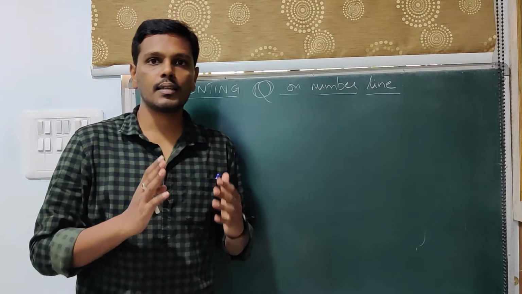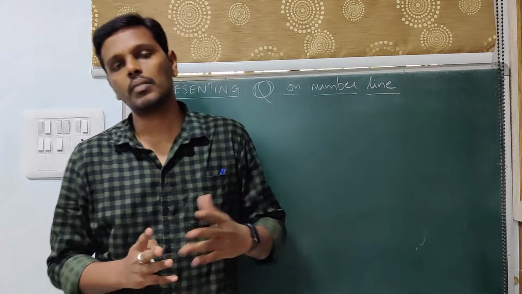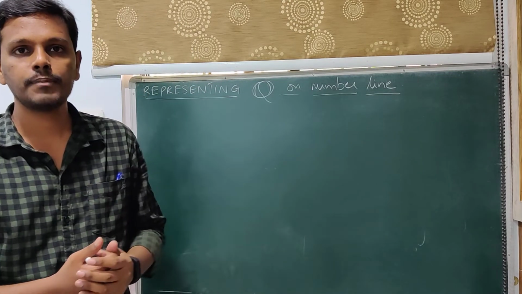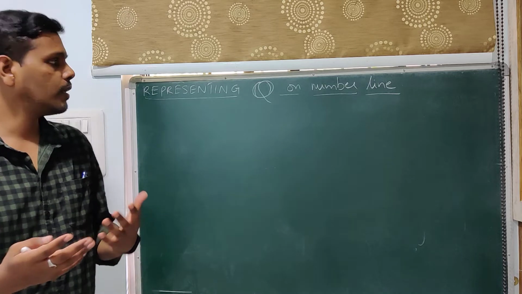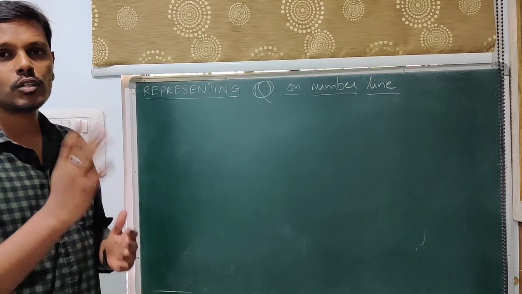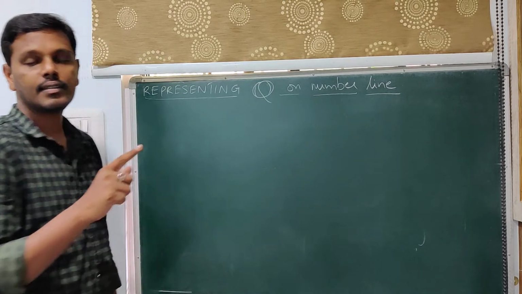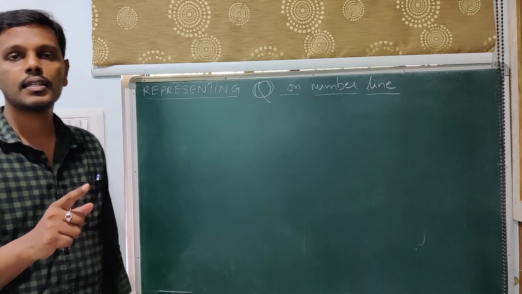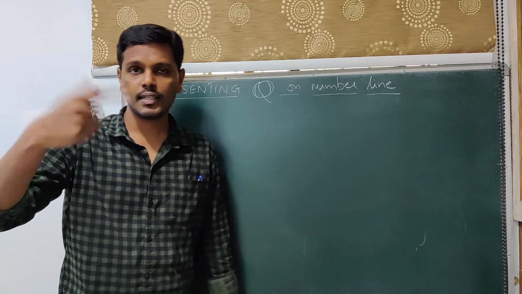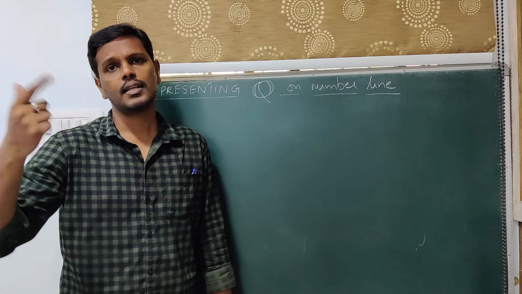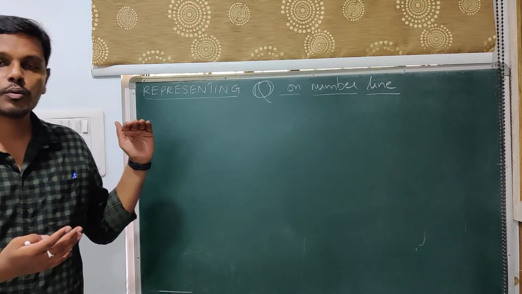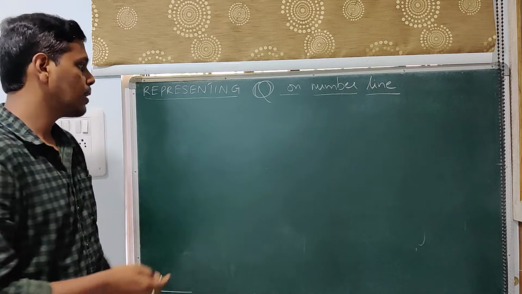I will be discussing representing rational numbers on a number line in two different ways. Given a rational number, two kinds of rational numbers can be distinguished. One is numerator greater than denominator, the other is vice versa: numerator less than the denominator. These are the two cases which I will pick up and try to represent on the number line.